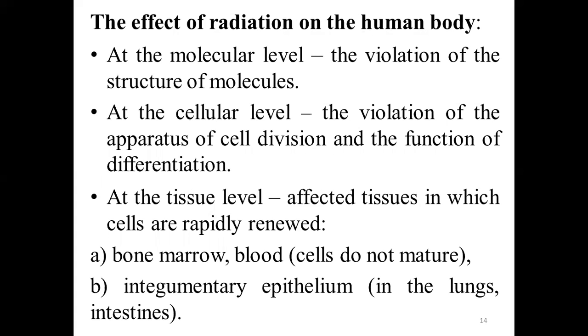The effect of radiation on the human body. At the molecular level, the violation of the structure of molecules. At the cellular level, the violation of the apparatus of cell division and the function of differentiation. At the tissue level, affected are tissues in which cells are rapidly renewed, such as bone marrow, where blood cells do not mature, and integumentary epithelium in the lungs and intestines.